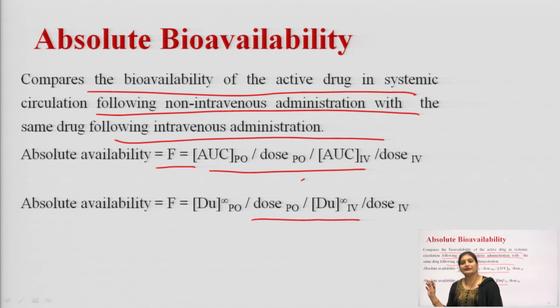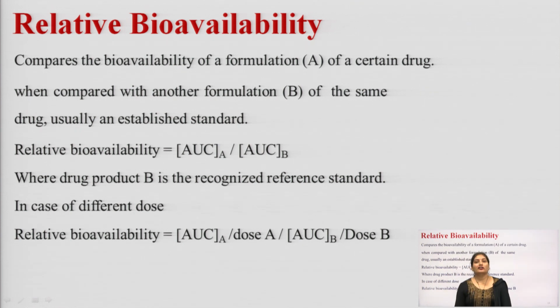So, this is about the absolute bioavailability, in which the bioavailability of active drug is compared by two different routes of administration. In absolute bioavailability we can express it by the letter F. Next is the relative bioavailability.